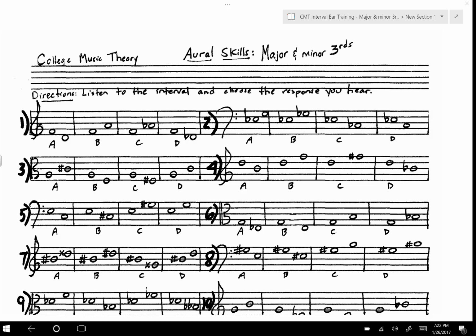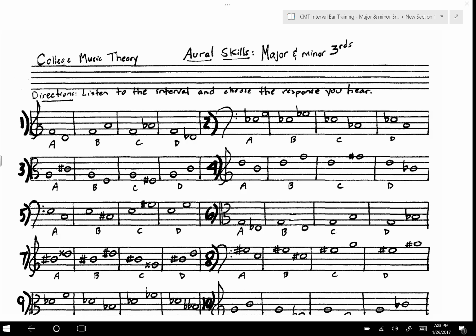Okay, this is a worksheet, aural skills ear training involving major and minor thirds. Directions: listen to the interval and choose the response you hear. There are 10 examples. The first thing you should do is look at the clef. The second thing you should do is identify the note names. And the third thing you should do is quickly identify if it is a major third or a minor third.